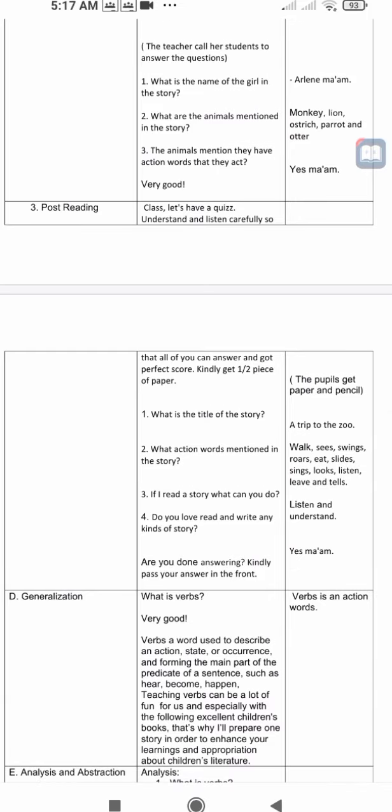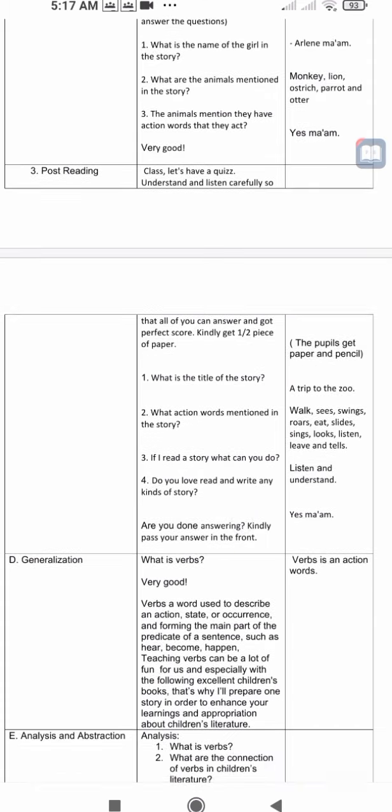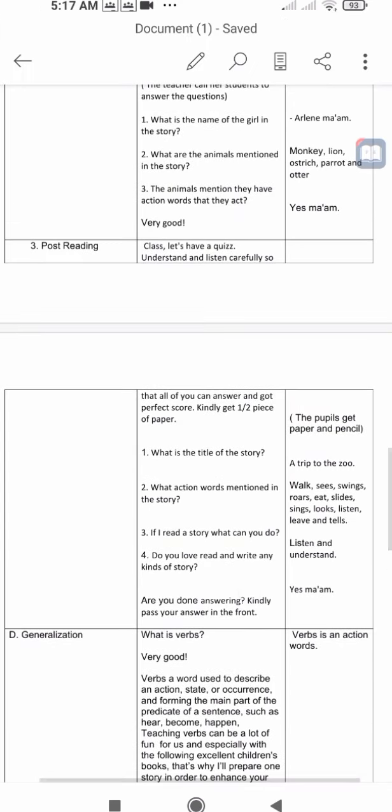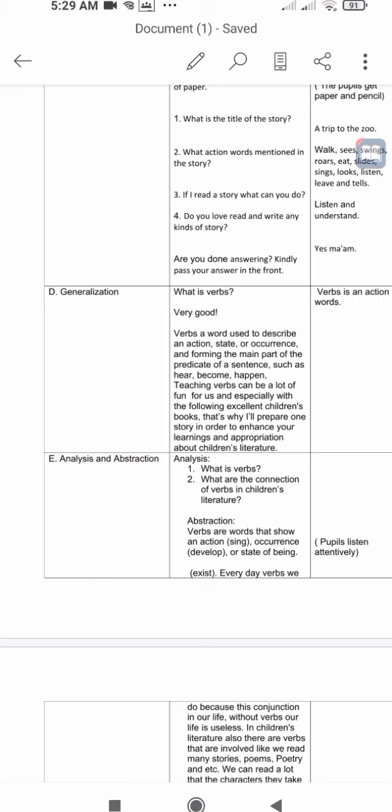What is the title of the story? What action words are mentioned in the story? If we read a story, what can we do? And do you love to read and write any kinds of story? In this part, the students answer, and through this, the students mention what action words are. So let's proceed to the generalization.